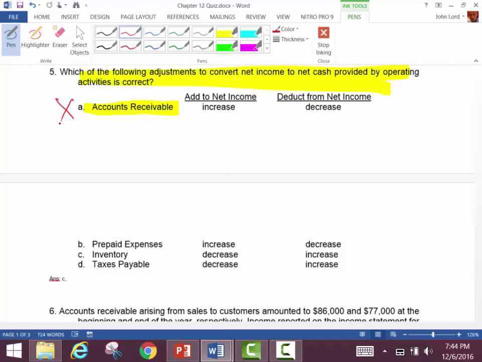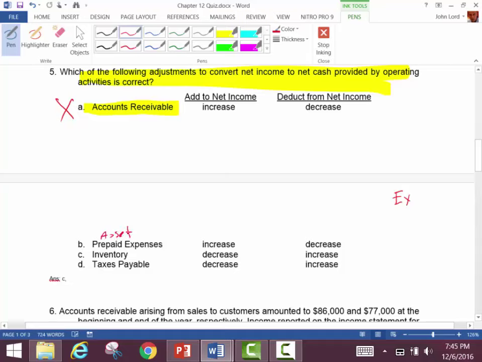I see the problem. Add to net income, deduct from net income what? The decrease. What's going on here? Prepaid expenses increase. I think this might be a typo on this problem. Prepaid expenses increase. That means I did what? I debited my... I think they mean the asset here.